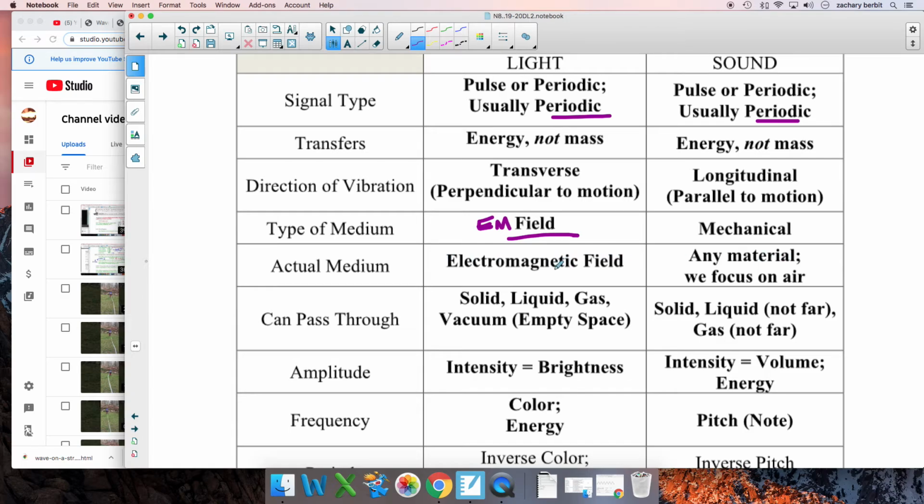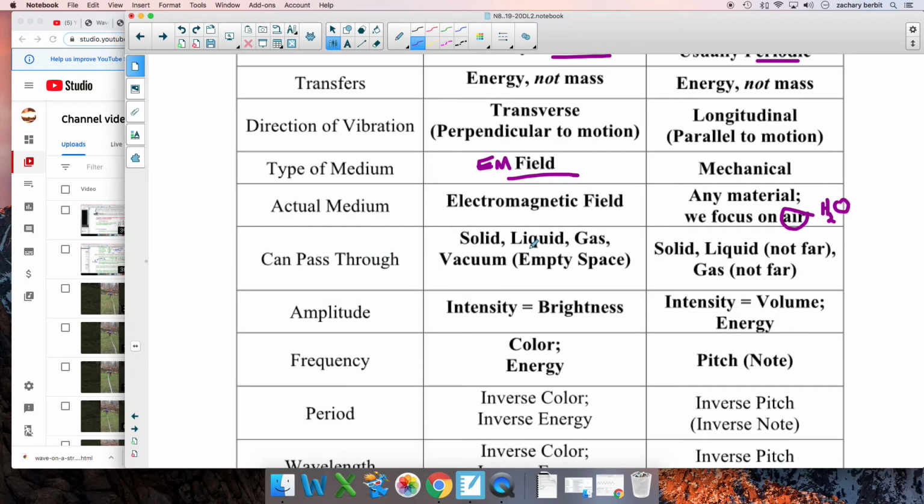Actual medium, there it is. We tend to focus on air. However, we will talk about sound in water. We'll talk about sound in steel, things like that, just a little bit. All right. Light can pass through anything.